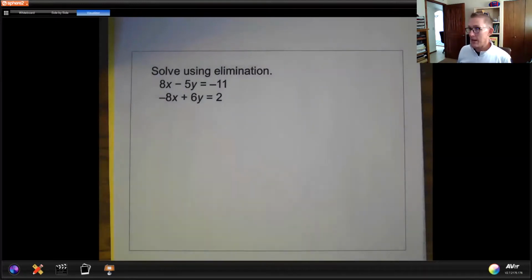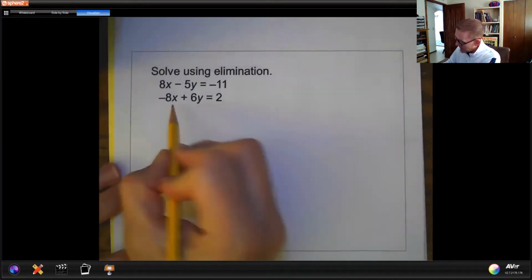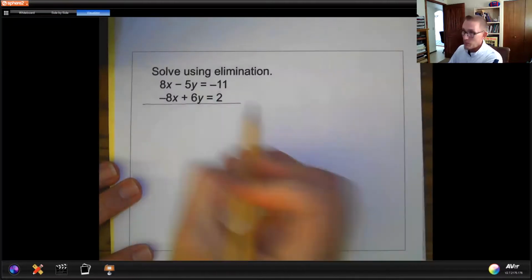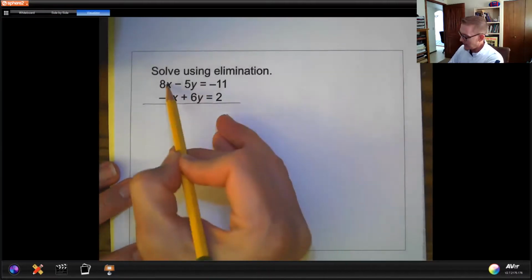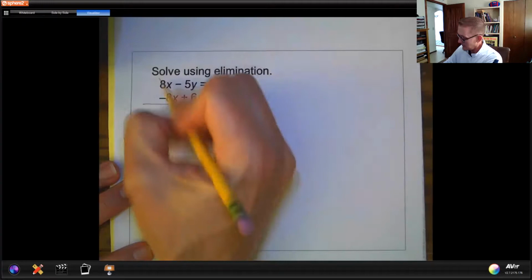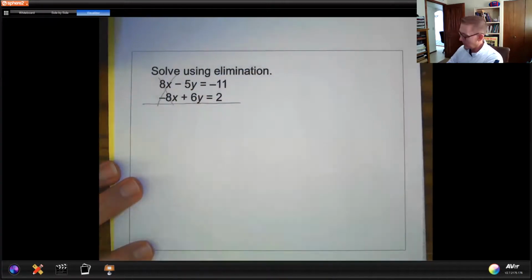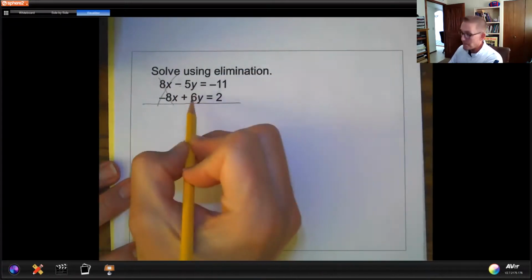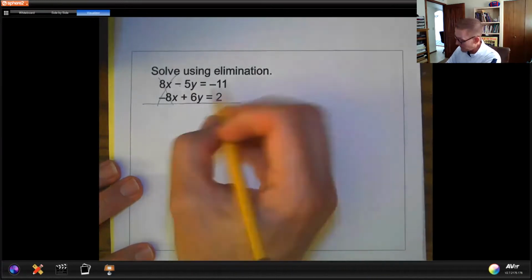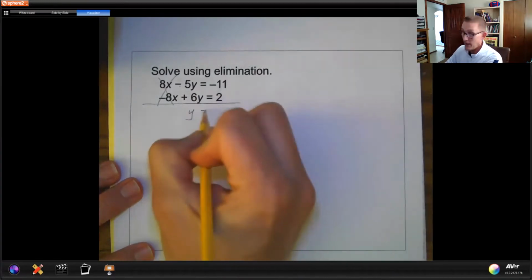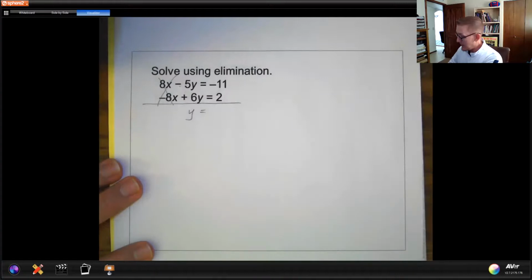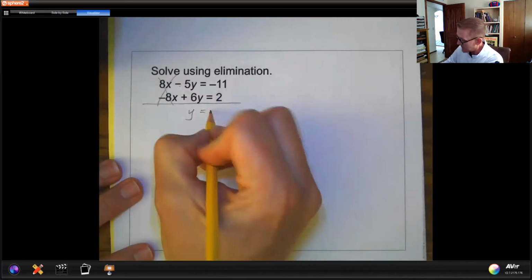So my second example, the letter x is now prepared to cancel out. Everything is lined up perfectly, so we can go ahead and combine. I'm going to combine straight down, and the 8x and the -8x cancel out. -5y and +6y simply makes y. Well, that was nice. And then -11 and 2 makes -9.